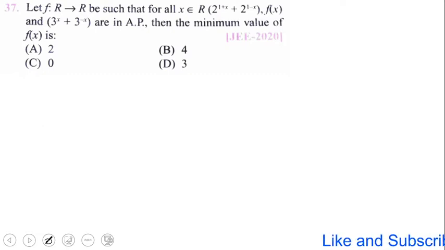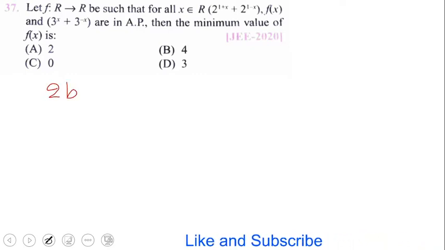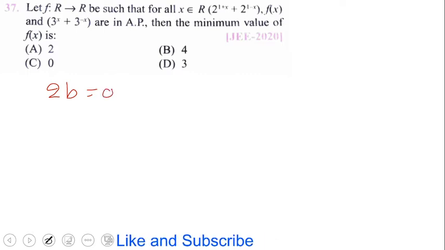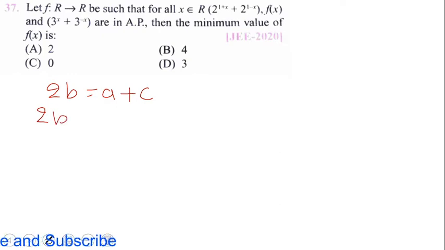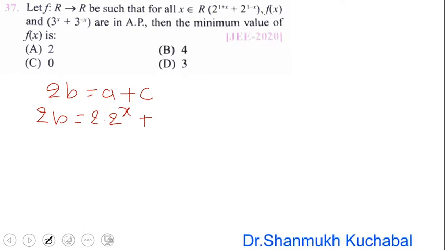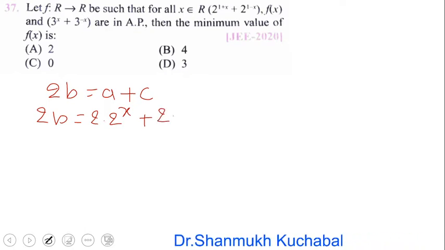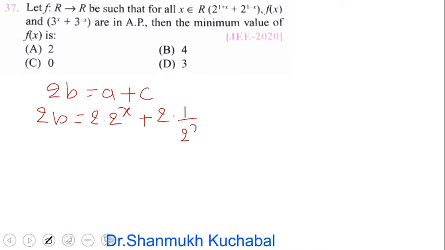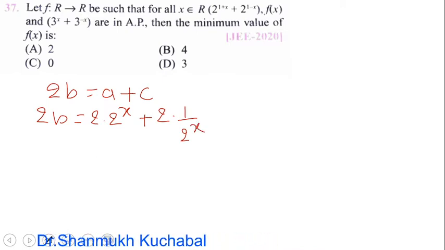So it is in an arithmetic progression. So I take the arithmetic mean as 2b = a + c. Further, 2b equals, we have a and c. A is 2^(1+x), so I write 2 into 2^x, and 2^(1−x) I can write as 2 into 1 by 2^x.